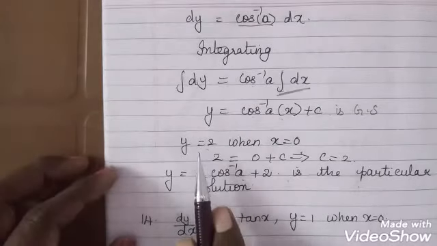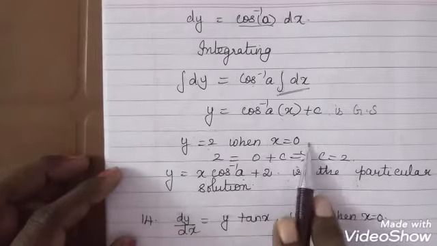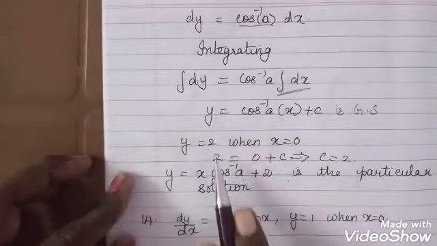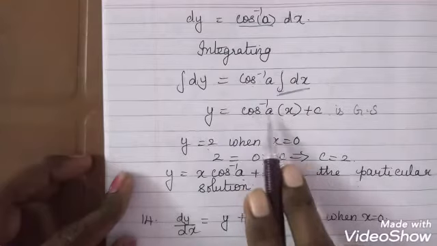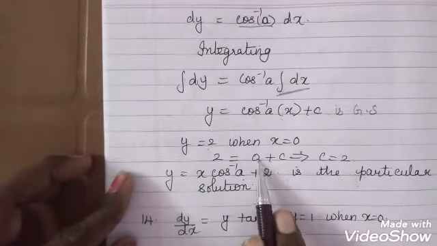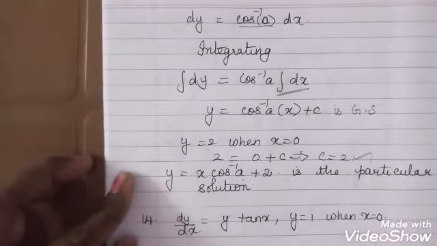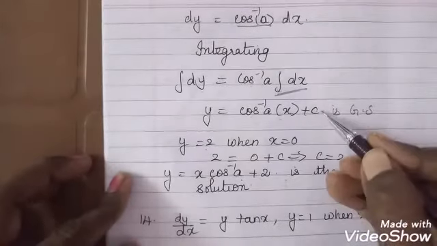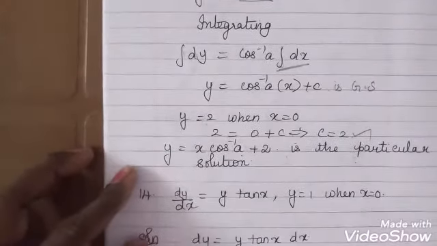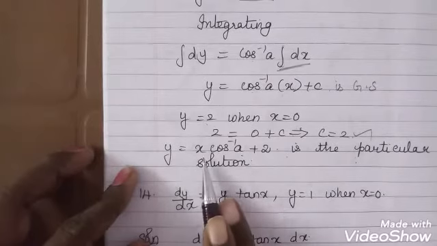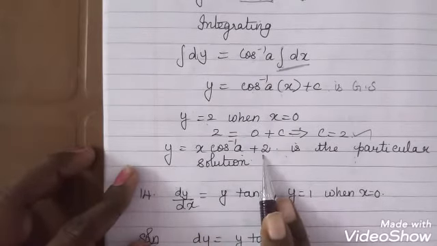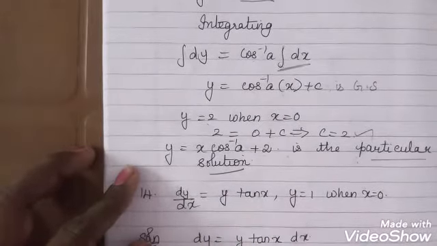For that the constraint is given: y equal to 2 when x is equal to 0. So when I substitute it, 2 is equal to cos inverse of a into 0, which is nothing but 0, plus c. So what's the value of c you get here? It is equal to 2. So when I substitute it in the general solution, you will have y equal to x into cos inverse of a plus 2, which is nothing but your particular solution.